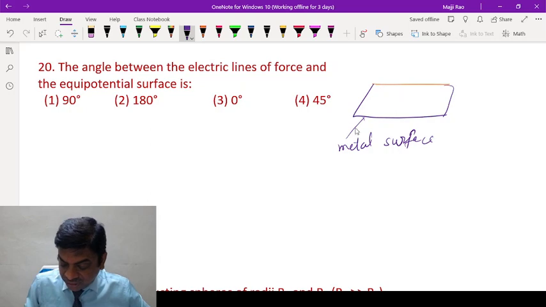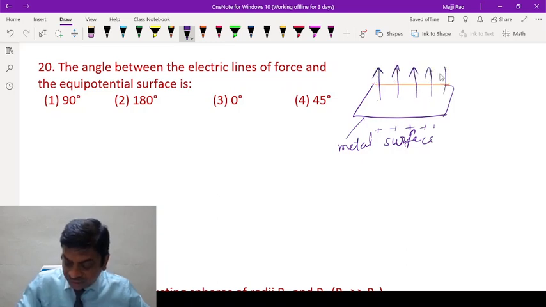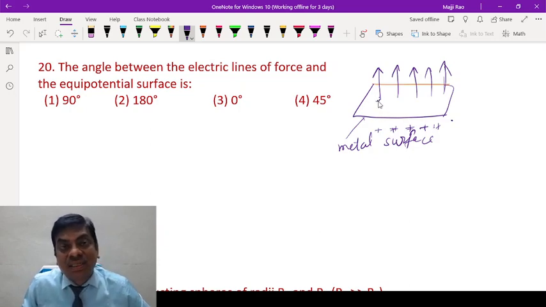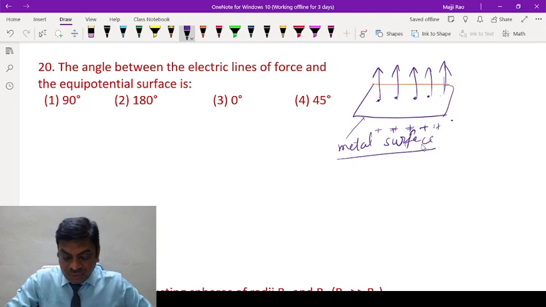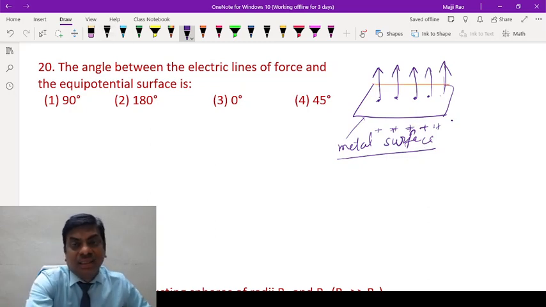And suppose you have some charges here. Lines of force should start exactly on the surface. You will find that lines of force are there because of these charges, but just inside there is no electric field. So that means here you will find it will be an equipotential surface, because a metal surface is always an equipotential surface.